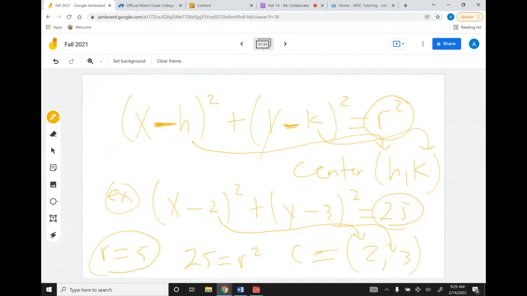Okay? Now look what happens when I do the following. Suppose I change this to a plus. It's still a circle, but the center now is not 2, 3. It's going to be negative 2, 3. Okay? Let's do this too. Let's change this to a plus. Well, now the center is negative 2, negative 3. And there you have it. Okay? So this is as easy as that.